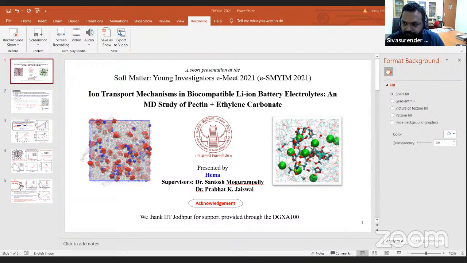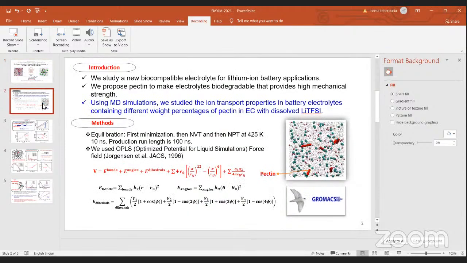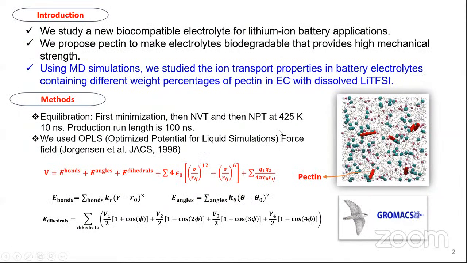So, Hema, in your second slide, it's just a question about equilibration, minimizing your system. Can you go to, yeah. So, you are preferring NVT and then NPT. So, the choice of considering NVT prior to NPT, why is it so? Why do you choose NVT first?